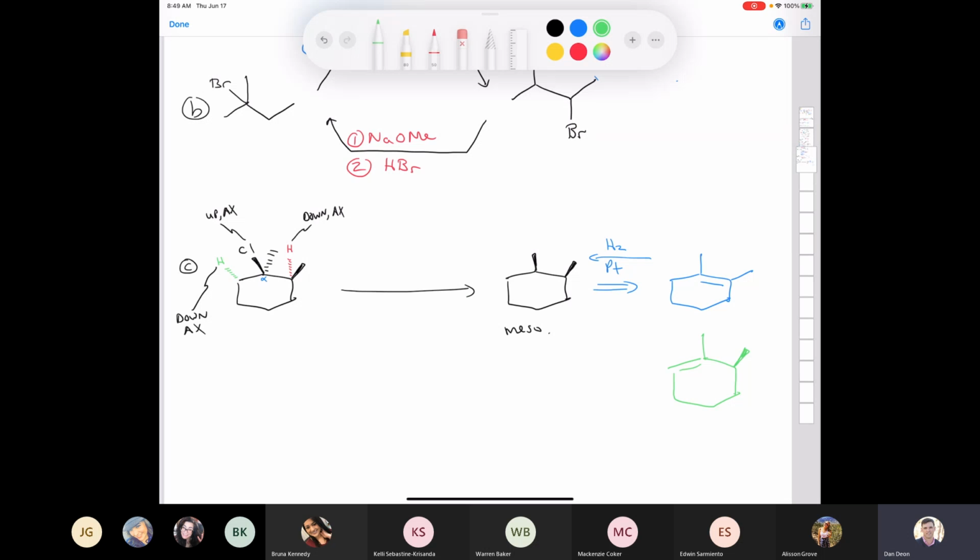And so to pull that proton off, I'm going to use an unhindered base, like sodium ethoxide or sodium methoxide. So let's write that down, sodium ethoxide. That's going to give me the compound in blue. And then I treat that with hydrogenation conditions, and boom shakalaka, I'm done, just like that.